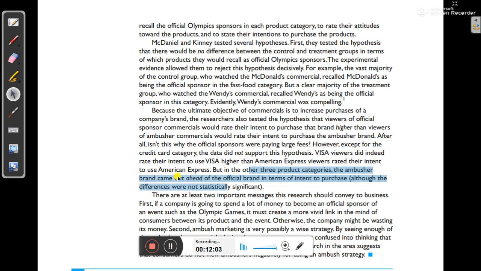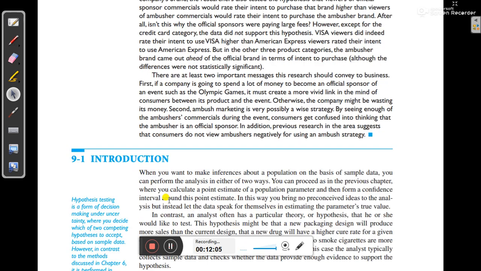So there are at least two important messages this research should convey to business. First, if a company is going to spend a lot of money to become an official sponsor of an event such as the Olympic Games, it must create a more vivid link in the mind of consumers between its product and the event. Otherwise, the company might be wasting its money. Second, ambush marketing is very possibly a wise strategy.